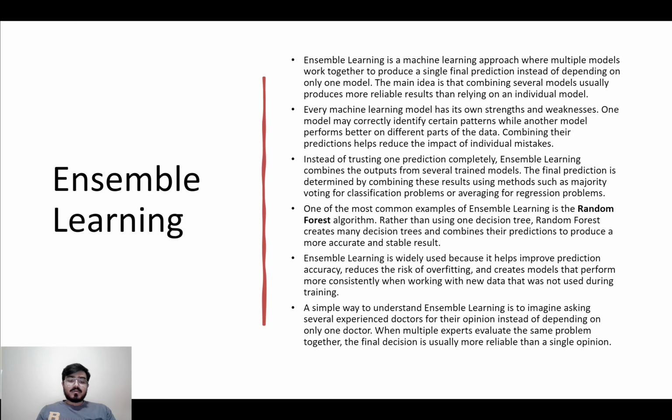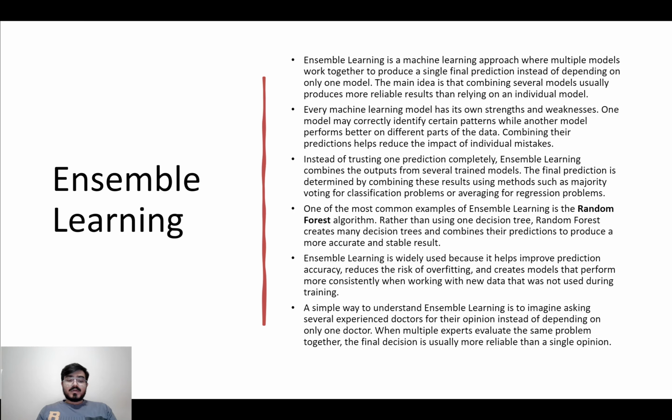One of the best known examples of ensemble learning is the random forest algorithm. Instead of using just one decision tree, random forest builds many decision trees independently. Each tree makes its own prediction and then all predictions are combined to produce one final answer. Because multiple models work together, ensemble learning usually improves prediction accuracy, reduces the chance of overfitting, and creates models that perform more consistently when they receive new, unseen data.